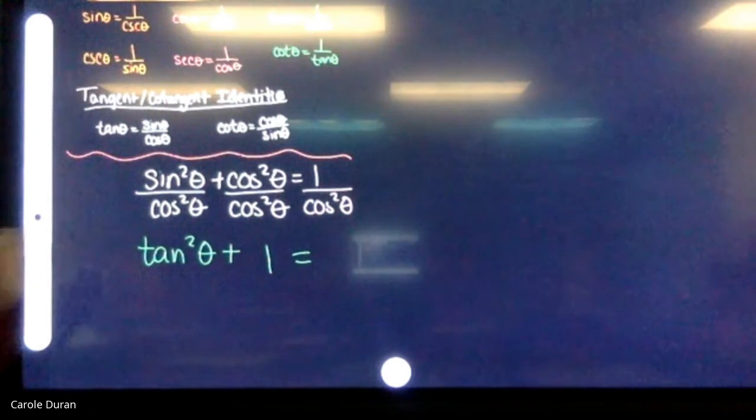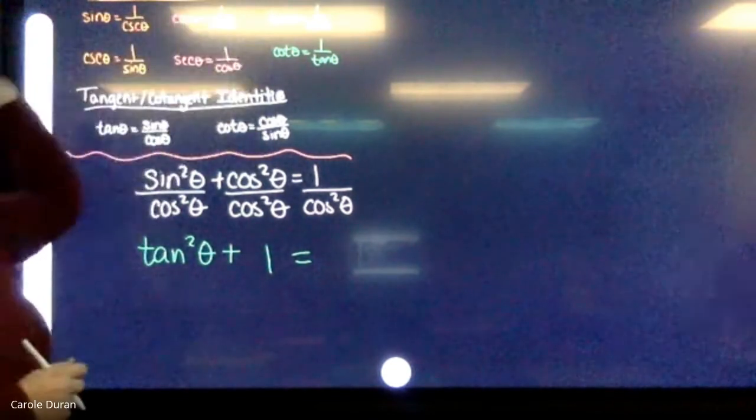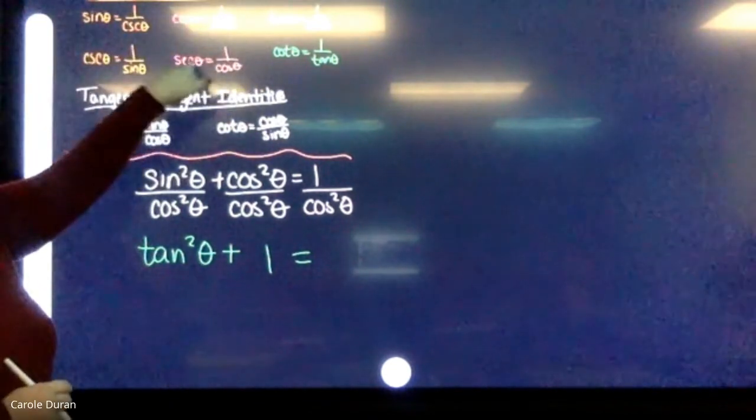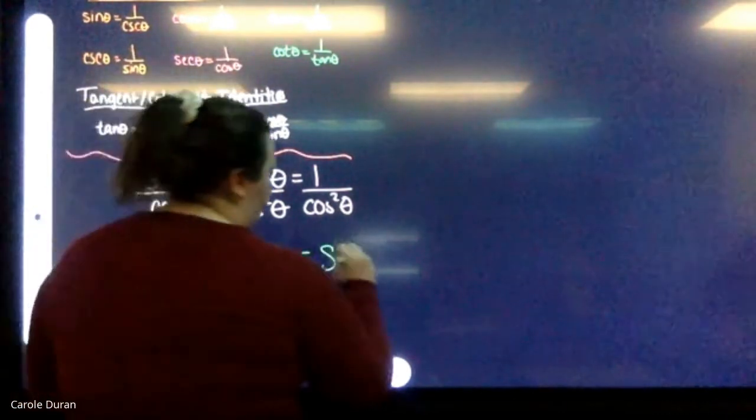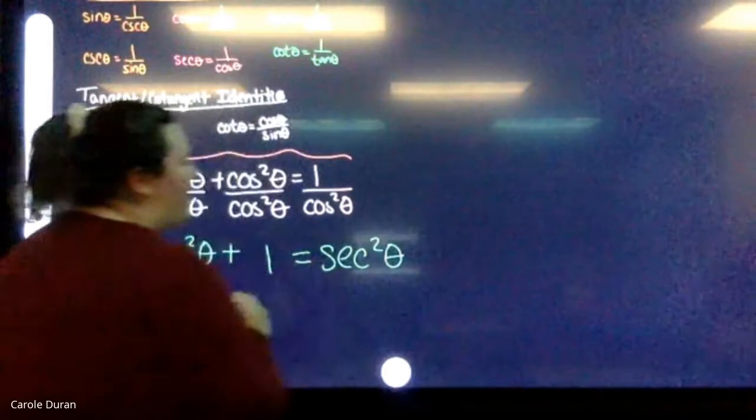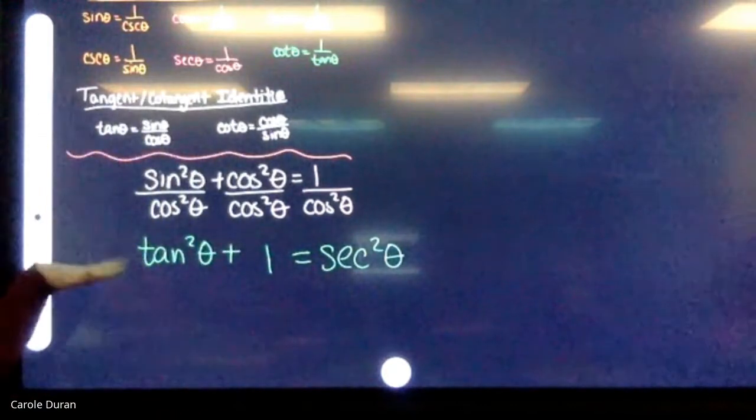And then Cassie, what's 1 over cosine squared going to be? Secant squared. So I go to my reciprocal identities, I find the one that has cosine in the bottom, and yes, it's equal to secant. Cosine is squared, so secant is as well. So as you probably already guessed, this is our third Pythagorean identity.